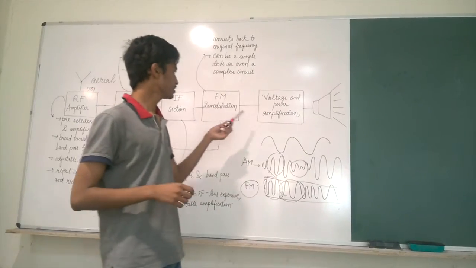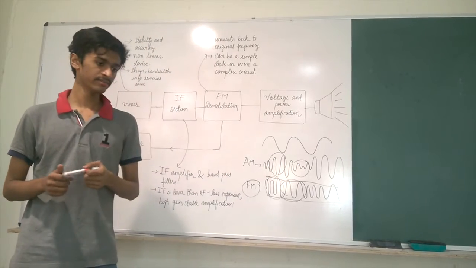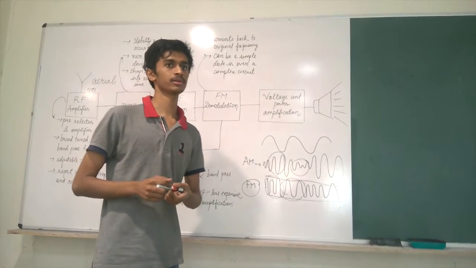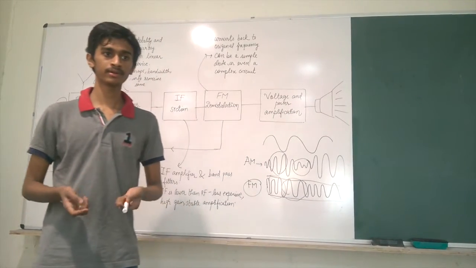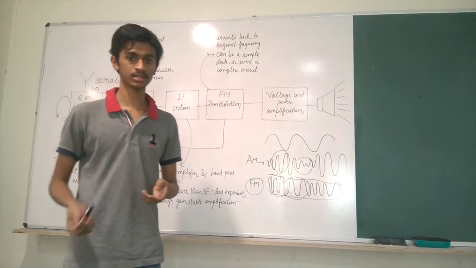After this, the signal is passed into the voltage and power amplification, where various types of amplification are done on the wave, and then it is transferred to the loudspeaker so that we can proceed and process the wave ahead.